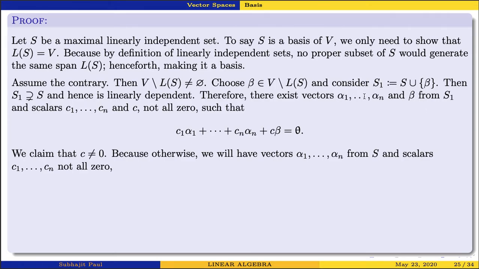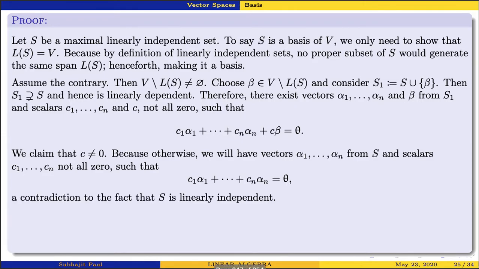Because alpha 1 to alpha n all come from S, and S1 only has beta extra in it, we would have vectors alpha 1 to alpha n from S and scalars C1 to Cn not all 0 such that C1 alpha 1 plus C2 alpha 2 up to Cn alpha n equals theta. A contradiction to the fact that S is linearly independent. So C has to be non-zero.